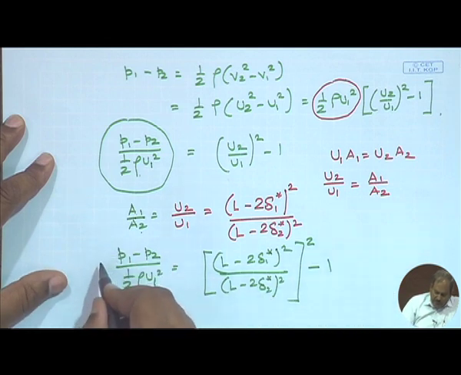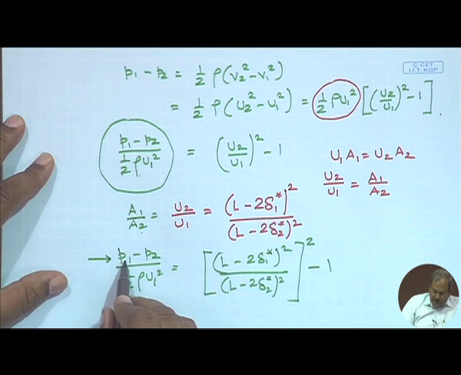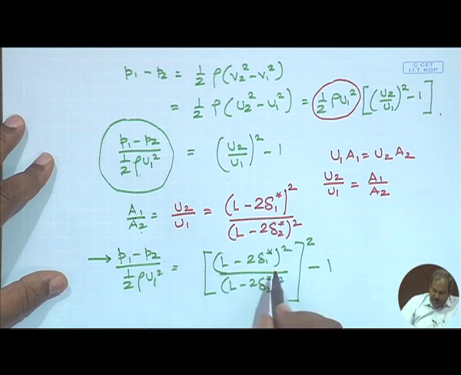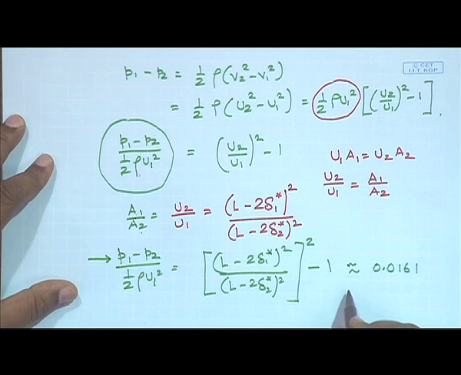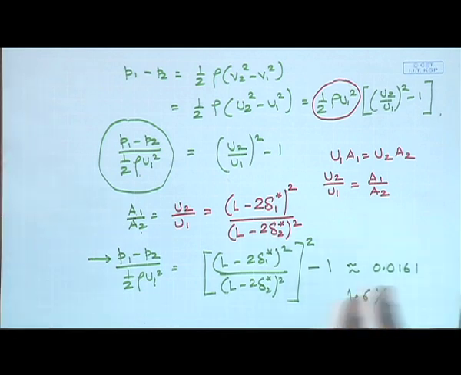so this is going to be the pressure change between locations 1 and 2 as a fraction of the dynamic pressure at location 1, and what you would get is this is going to be equal to 0.0161 or 1.6%. So this is a nice example.